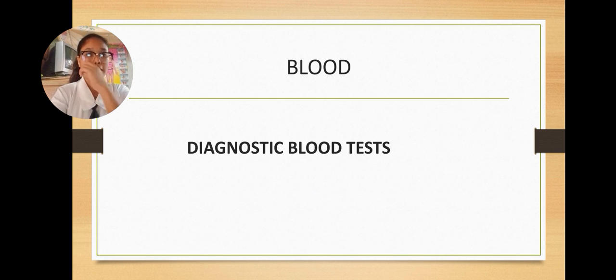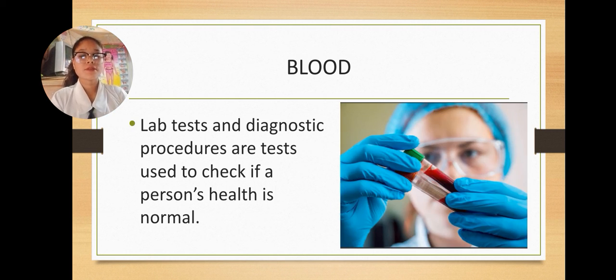So the next is the diagnostic blood test. A diagnostic blood test is a lab test, and diagnostic procedures are tests used to check if a person's health is normal. For example, a laboratory can test a sample of your blood, urine, or body tissue to see if something is wrong. A diagnostic test like blood pressure testing can show you have low or high blood pressure.